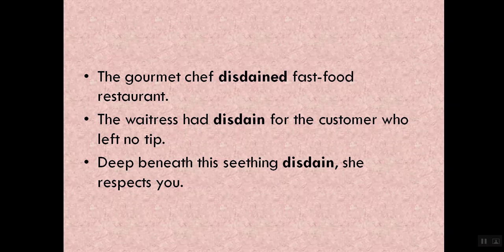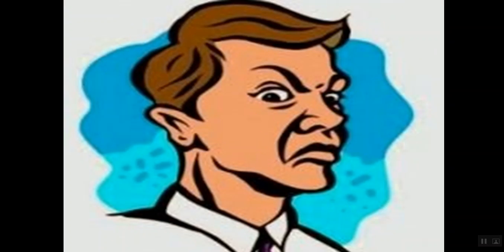Deep beneath this disdain, she respects you. So maybe here it is a kind of hatred, okay, a kind of contempt, right, a kind of disrespect, maybe. Okay, so again, the context clues. Don't forget this, please. Okay, so his facial expressions are obvious. So here, this is a kind of disdain again.